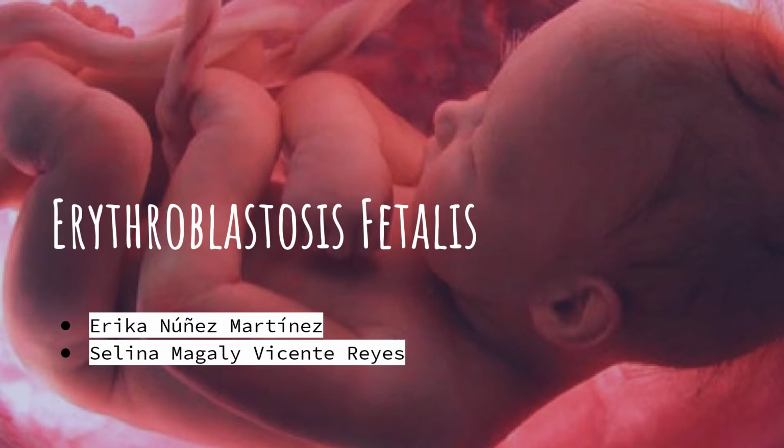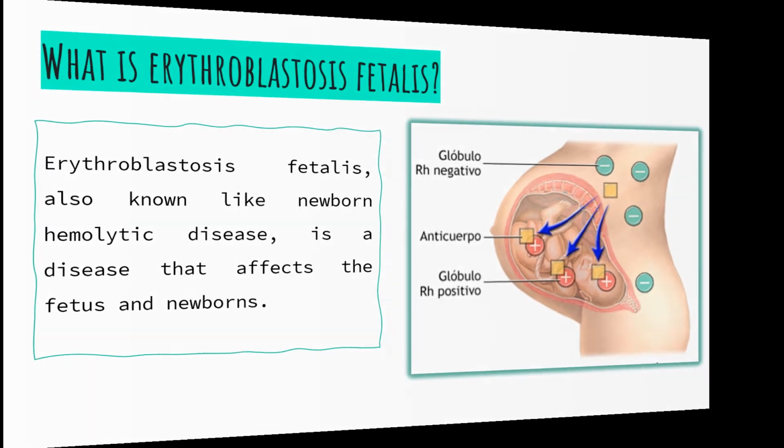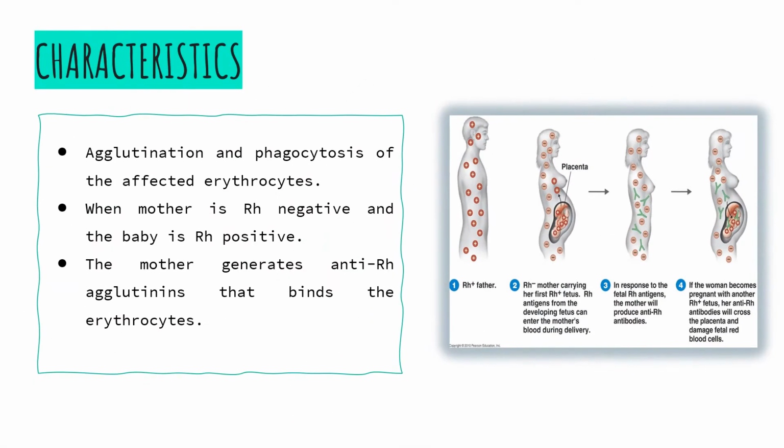Let's start. Erythroblastosis fetalis, also known as hemolytic disease of the newborn, is a disease that affects the fetus and newborns. It is characterized by the agglutination and phagocytosis of the affected erythrocytes. For the most part, these are cases in which the mother is Rh negative and the father is Rh positive, inheriting this antigen to the baby.